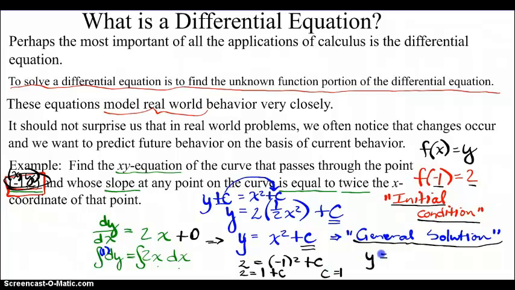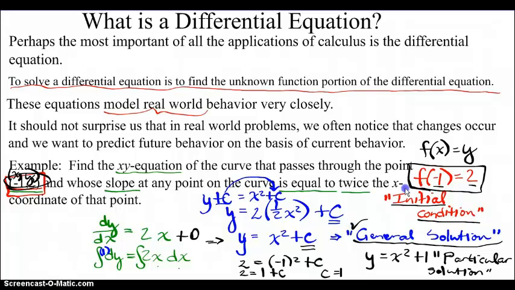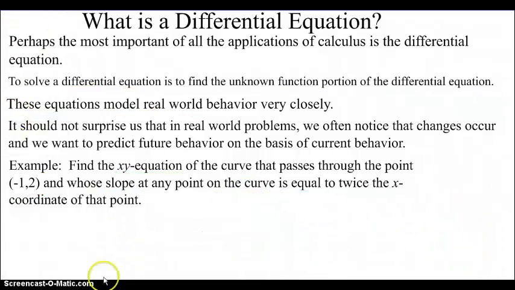So the exact family member whose derivative function is 2x, or whose differential is dy equals 2x dx, and that exact family member that contains the point negative 1, 2, that family member is right here, and this is called the particular solution. Sometimes they'll call it the exact solution. Again, some terminology that you need to know. So there's some vocabulary. You have to know general solution, initial condition, and particular or exact solution. So there is the answer to that question.